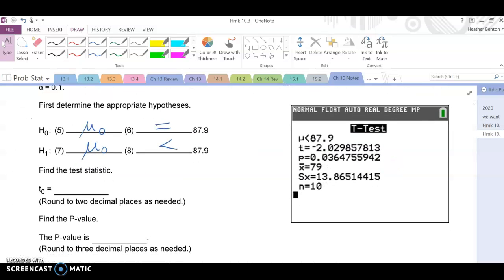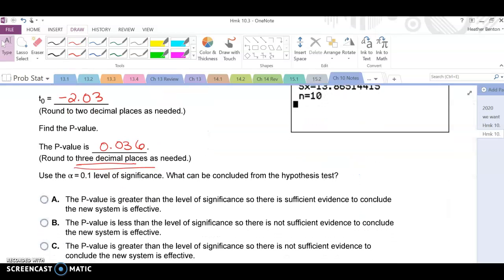All right, so it says find the t-statistic, round to 2 decimal places as needed. So this is the t-test statistic right there, and to 2 decimal places, that would be negative 2.03. And then find the p-value, that's this guy here. This one's to 3 decimal places, so 0.036 would be sufficient. All right, then use the alpha at the 0.1 level of significance. What can be concluded from the hypothesis test?